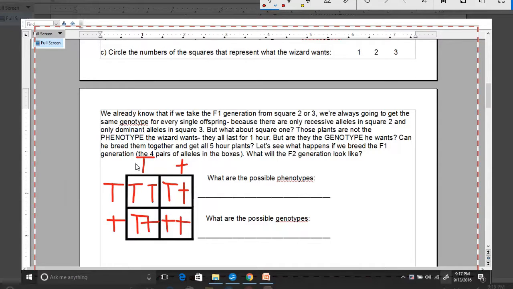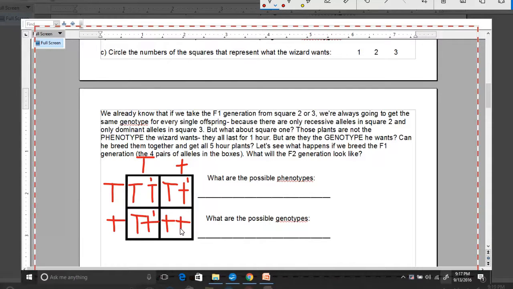So if we bred that F1 to that F1 generation, they were heterozygous, both of them, okay? What are our possible phenotypes? Well, let's look at this one. What is our phenotype here? It's capital T. If it's capital T, then it has to be 1 hour for its phenotype. So let's put a 1 there. This one is capital T, little t. So what is the phenotype? Again, we have a dominant allele in here. So that has to have a phenotype of 1 hour. Okay, this box here, capital T, little t. Again, a dominant allele, 1 hour.